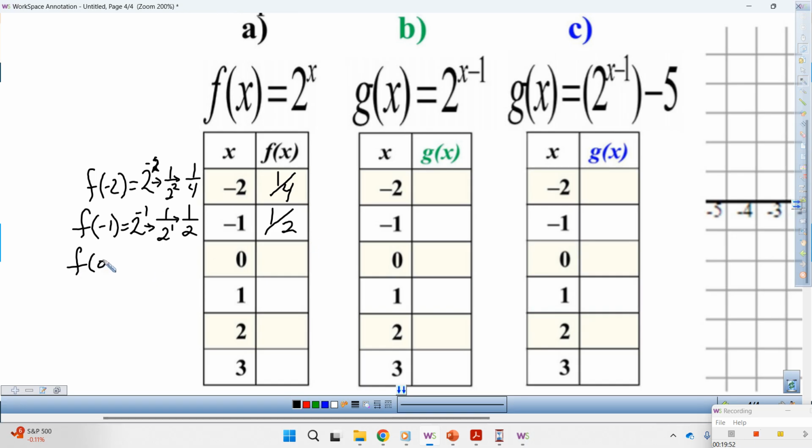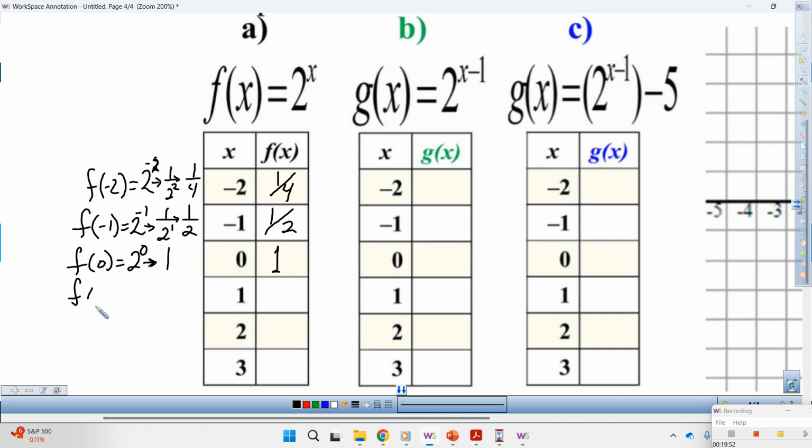Next, f of 0. 2 to the 0 exponent. Tell your neighbor what that is. Anything to the 0 exponent is? 1. We've been doing these on the warm-ups, people.